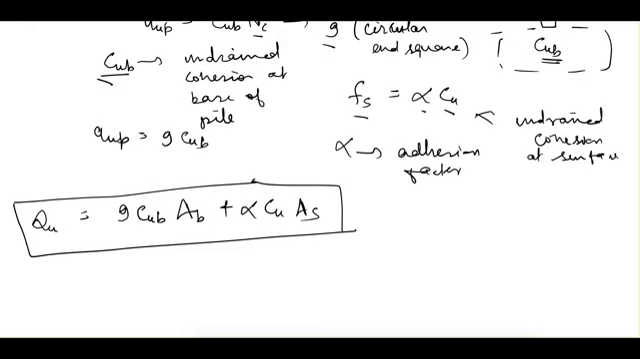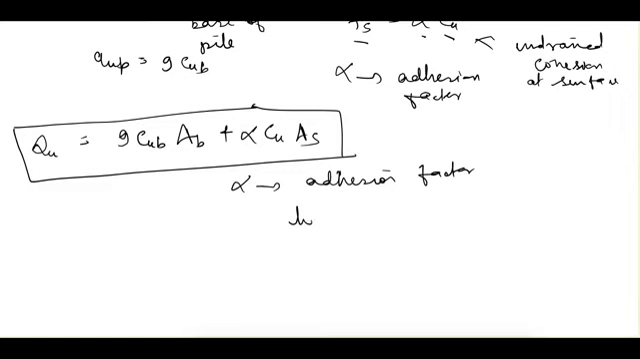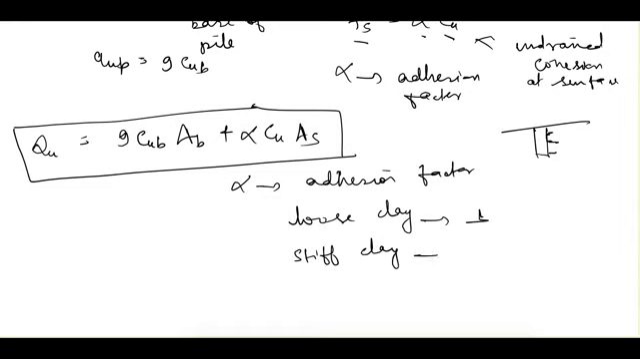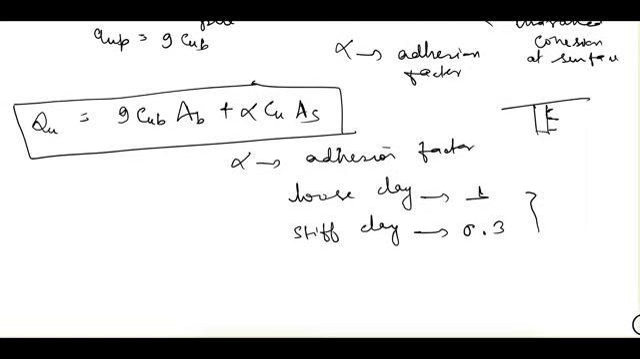Now what else is left? Yes, this value of alpha, the adhesion factor, depends upon the clay, that is if it is a loose clay or if it is a stiff clay. So if it is a loose clay, then obviously it can stick to this pile very easily, then in that case the alpha is more. So in case of loose clay, this alpha is equal to 1, and in case of stiff clay, this alpha is equal to 0.3. So you need not remember these values, just for the guideline.